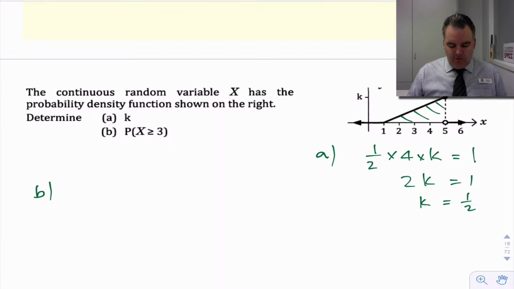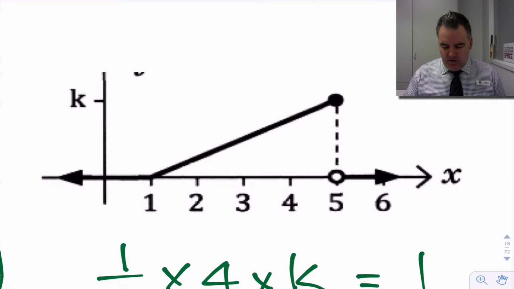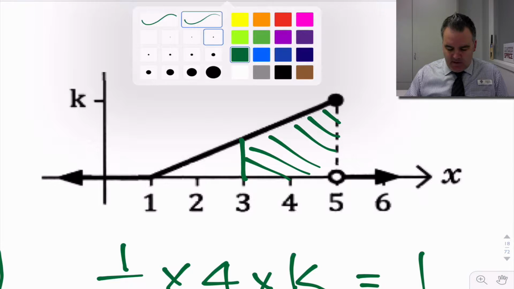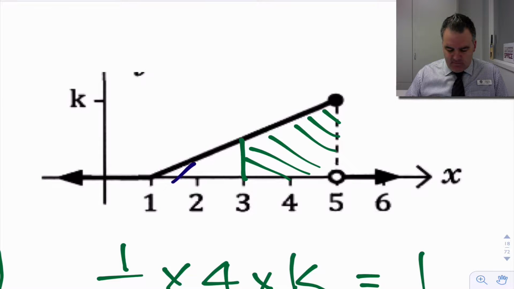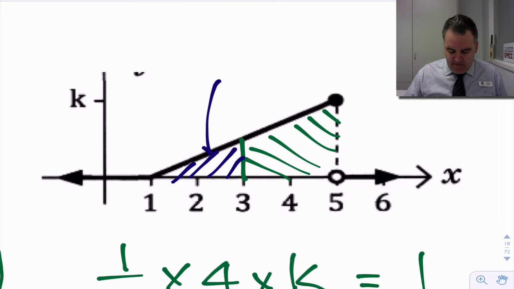Part B, what is the probability that x is greater than or equal to 3? So if I go back to the diagram here, that is that shaded area there. Remember, area under the curve is the same as probability here. Well, there's heaps of ways of doing this question. I think the easiest way is to work out this area here and subtract that number from 1, because we know the whole area is going to be equal to 1. So I'm going to do that.